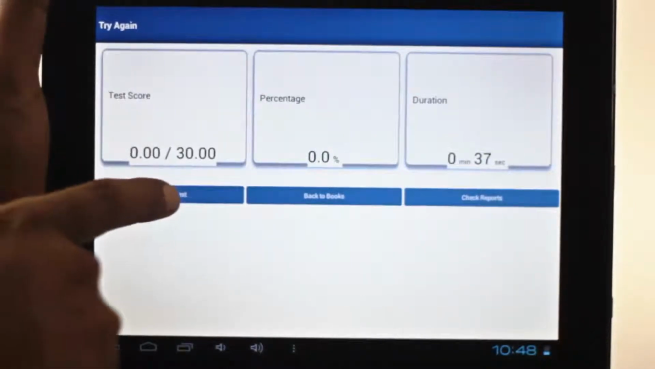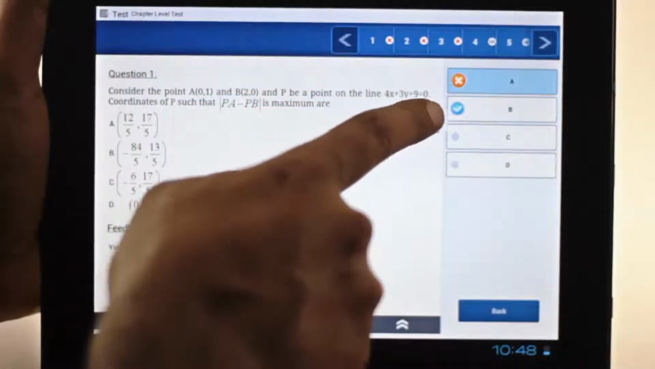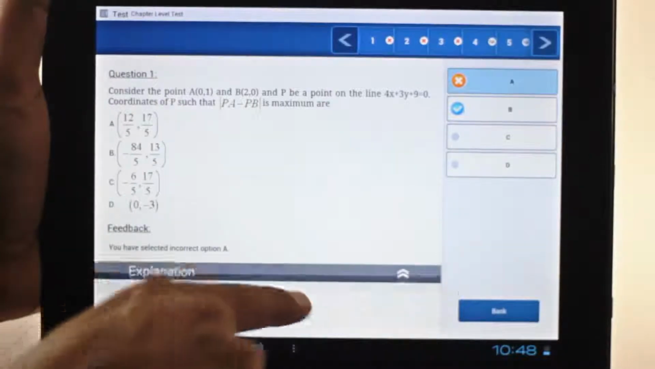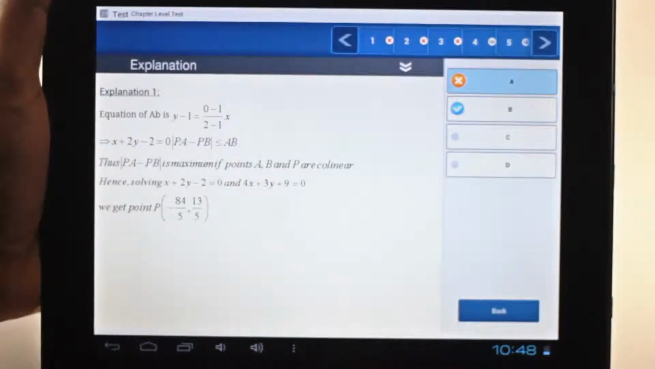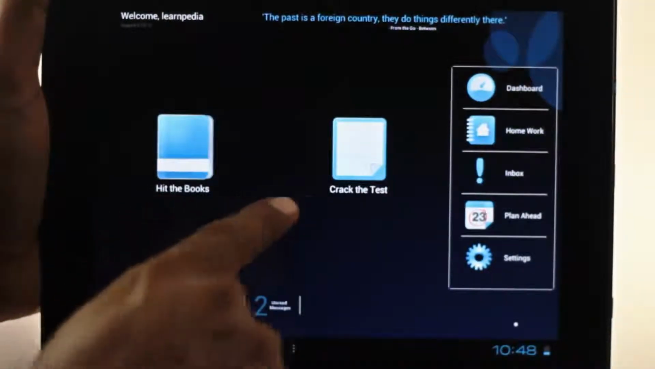So I can review the test here. It says I marked answer A, but the correct answer is B. I want to check the explanation. I have an option here to check the explanation. So that gives me the explanation of that particular question, how to solve it. So we have seen hit the books, crack the test.